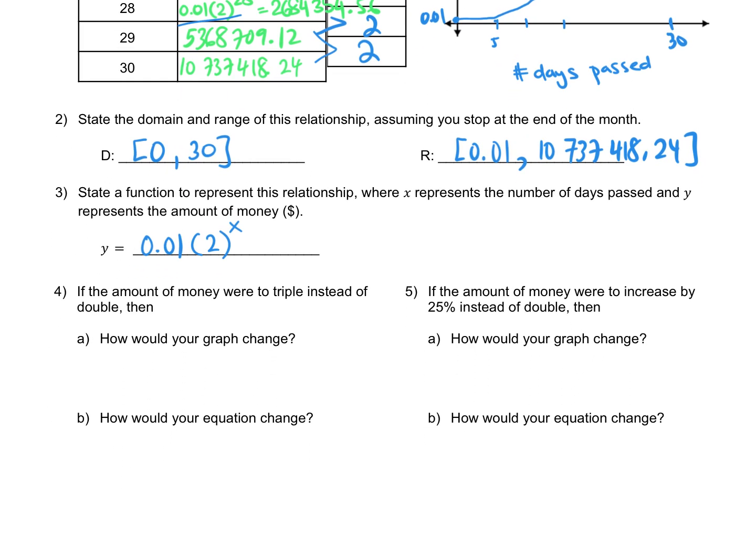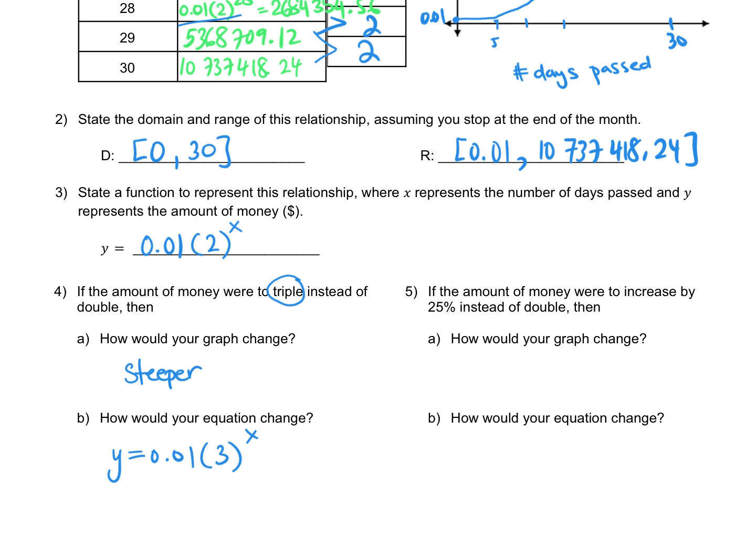All right, if the amount of money were to triple instead of double, how would the graph change and how would the equation change? Well, if we're tripling, I would expect the graph to have a more drastic increase, so it would kind of look steeper in a sense. And how would your equation change? Well, instead of having 2 to the power of x, I'd have 3 to the power of x.